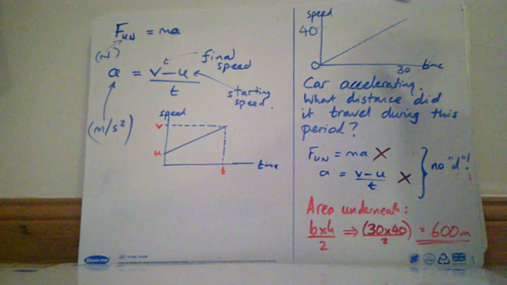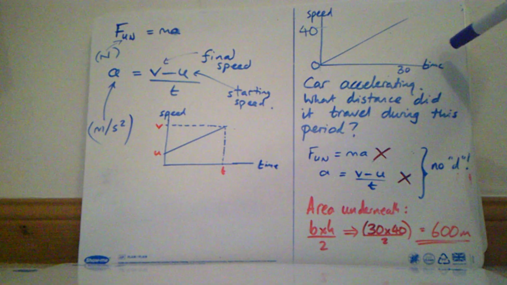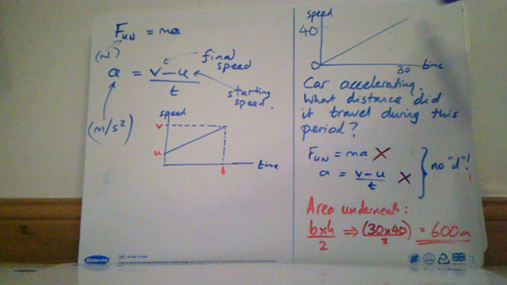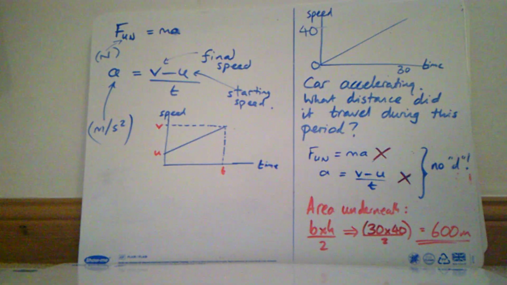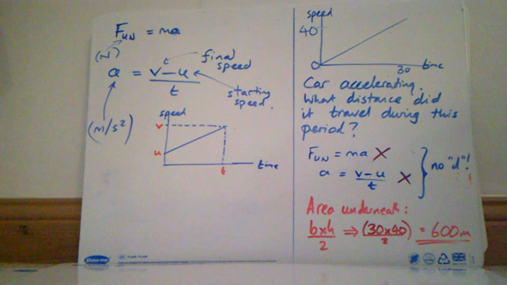If you've got a speed time graph like this, so something's speeding up, the question says the car is accelerating, what distance did the car travel during this period? You think, well, it's accelerating, maybe I'll use Fun equals ma, and you'll see there's no distance in that formula, no d. So I'm not going to use Fun equals ma. And you think, well, what's the other formula with acceleration? Well, it's A equals V minus U over T. You think, hang on, there's no d in that either. So are you stuck? Well, there's a nifty trick.